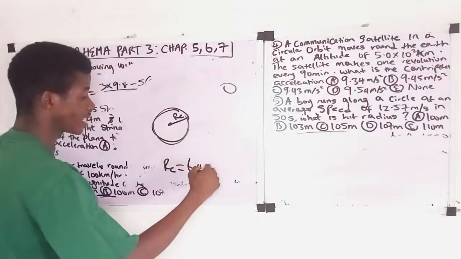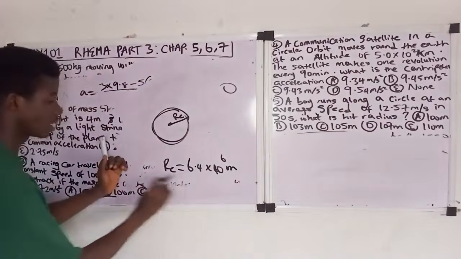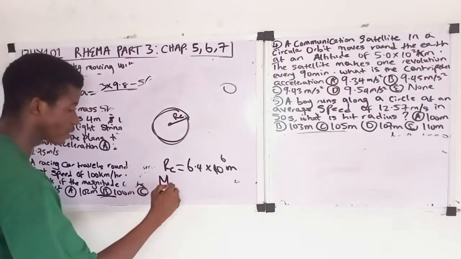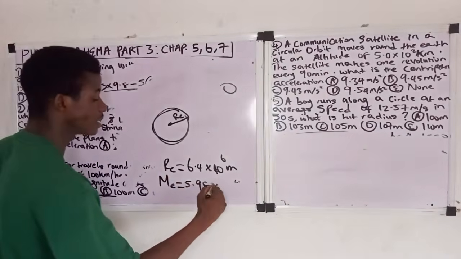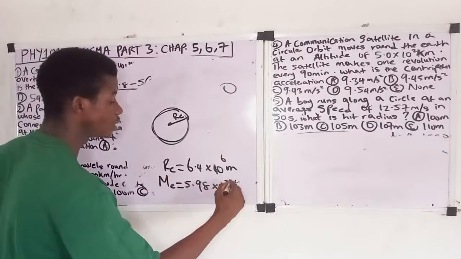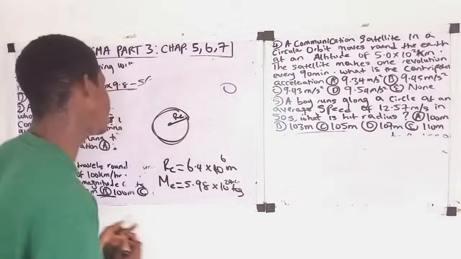Is 6.4 times 10 raised to the power 6 meter. This is very important, okay? Then the mass of the Earth, this is very important. Take note of this. The mass of the Earth is 5.98 times 10 raised to the power 24 kg. Okay, so this is the mass of the Earth. Yes, this is very, very important. Please take note of this.